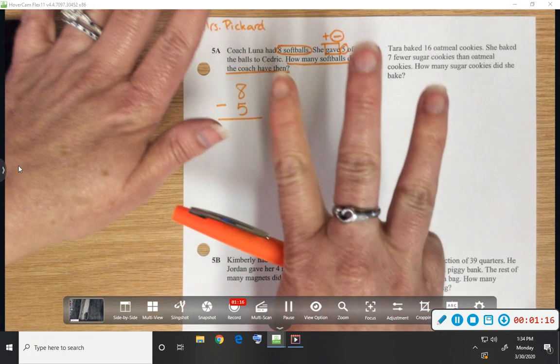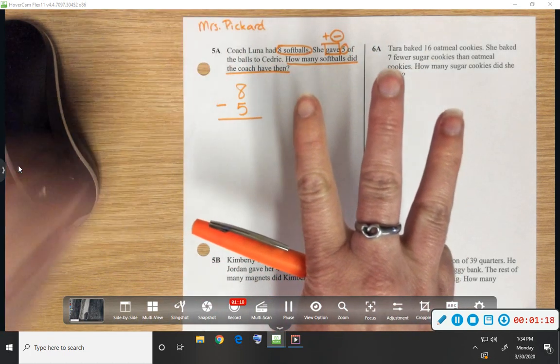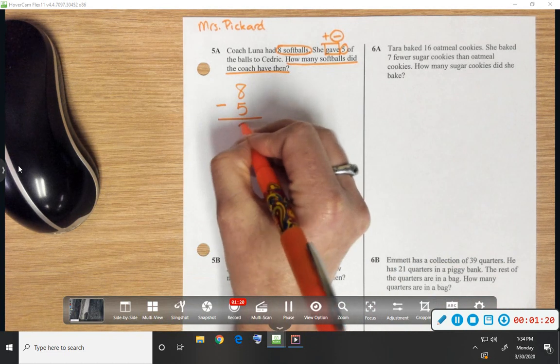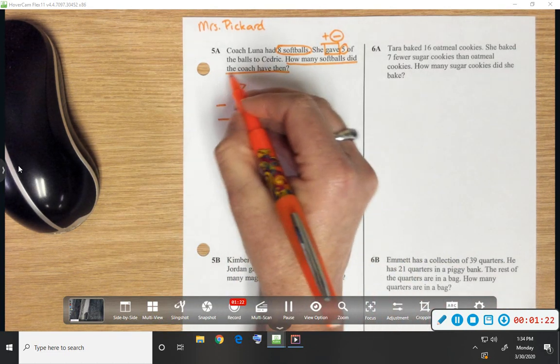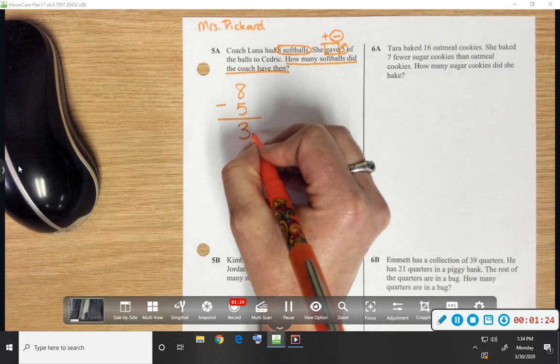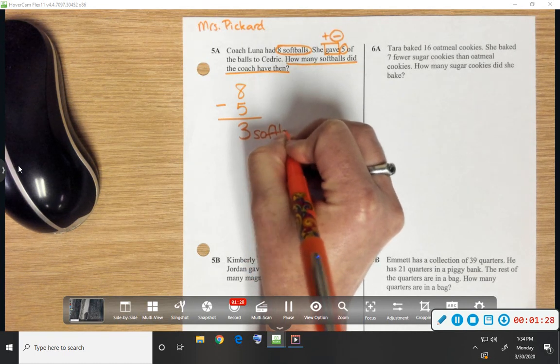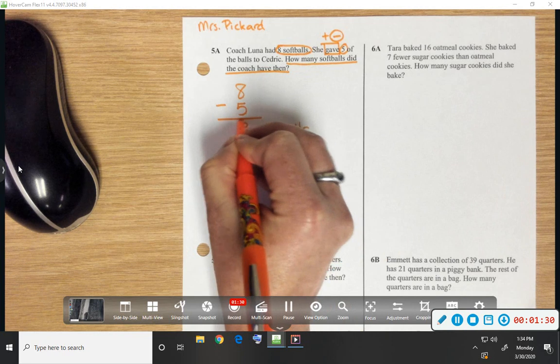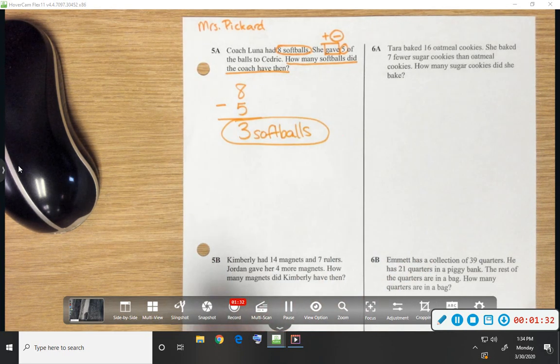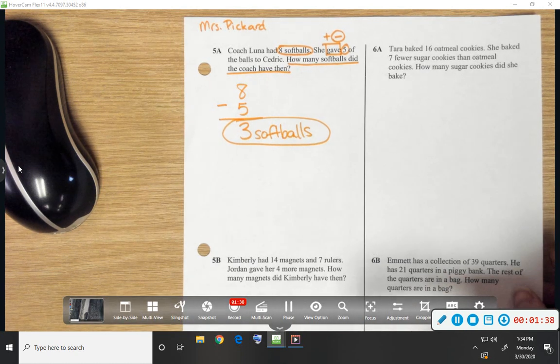I have 8, and I'm going to take away 5, and that leaves me 3. So how many softballs did the coach have then? She had 3 softballs. And I'm going to circle my answer. Okay? That's a good subtraction word problem.